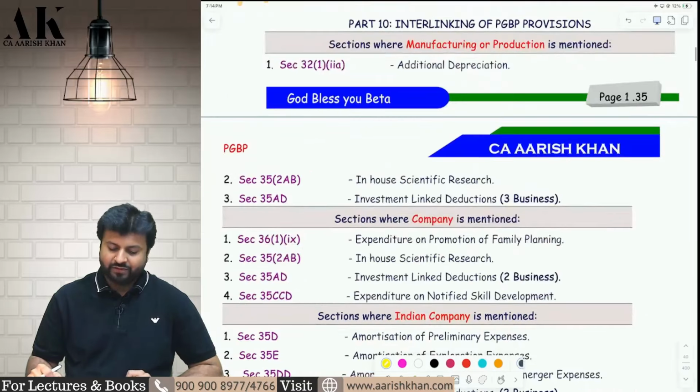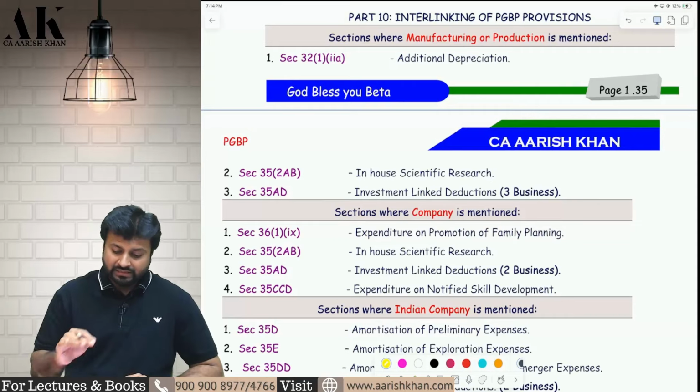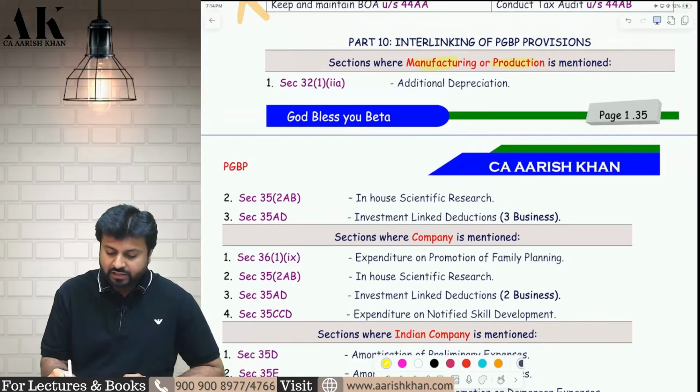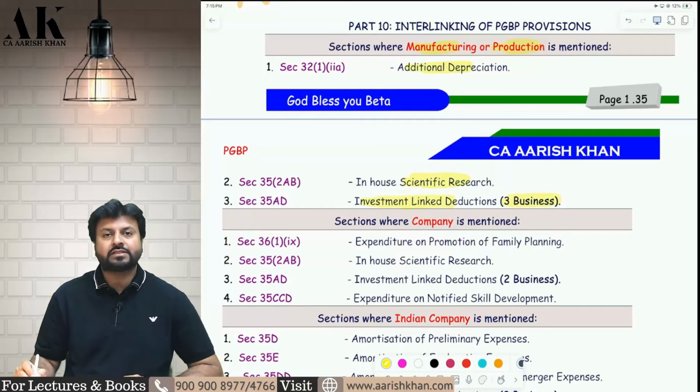Now I have done one thing for you. All those who are my students from regular or exam oriented batch would know this, that we have done this great amount of interlinking in our books. That is an area of confusion which we are going to resolve here itself. What are the sections in which manufacturing and production is given? It is given in additional depreciation, in-house scientific research and investment-linked deduction, 3 businesses.